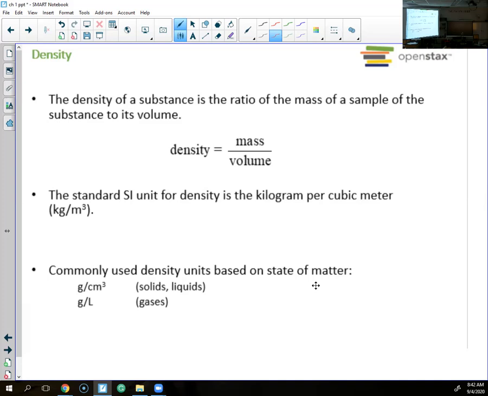All right, density we can calculate. That's mass over volume. The standard unit for density is kilogram per cubic meter, but we never really use that. We go grams per milliliter, unless it's a gas, and we go grams per liter.